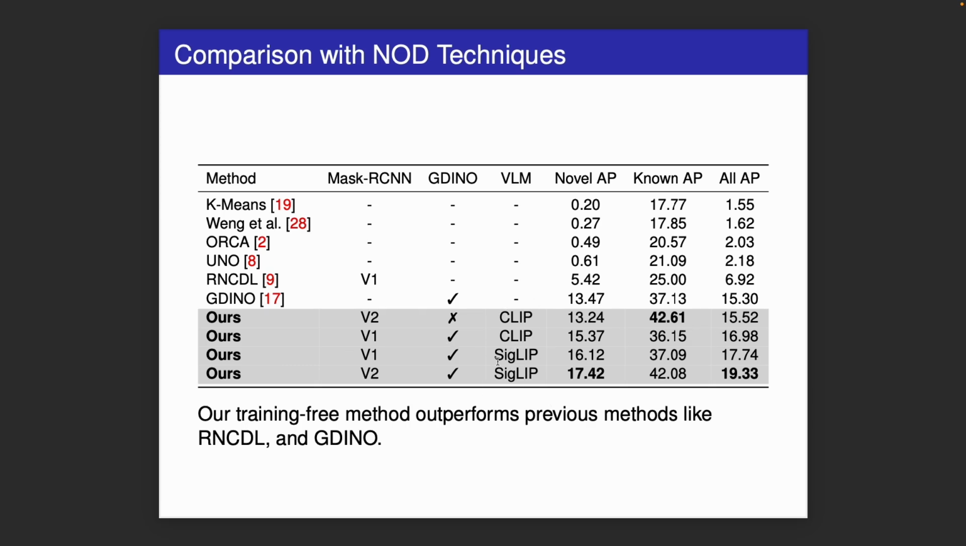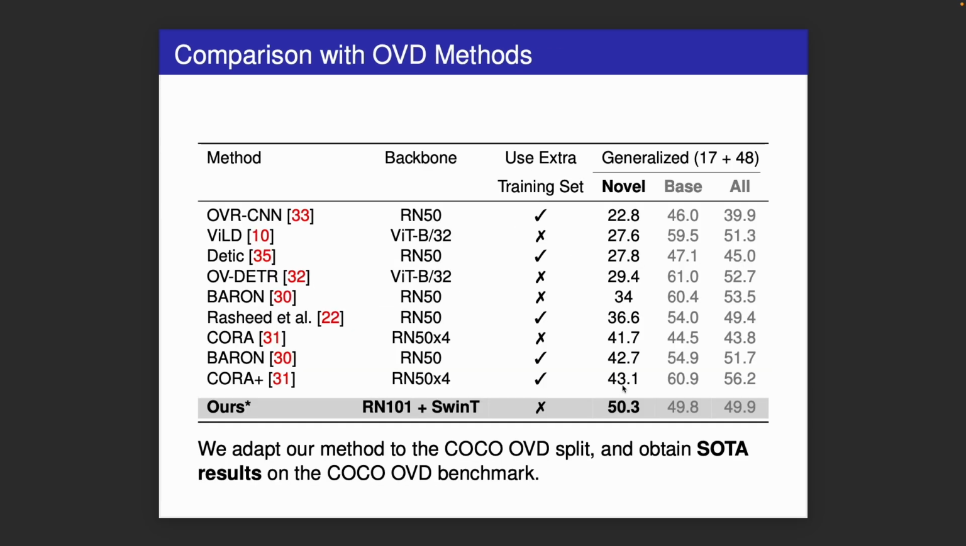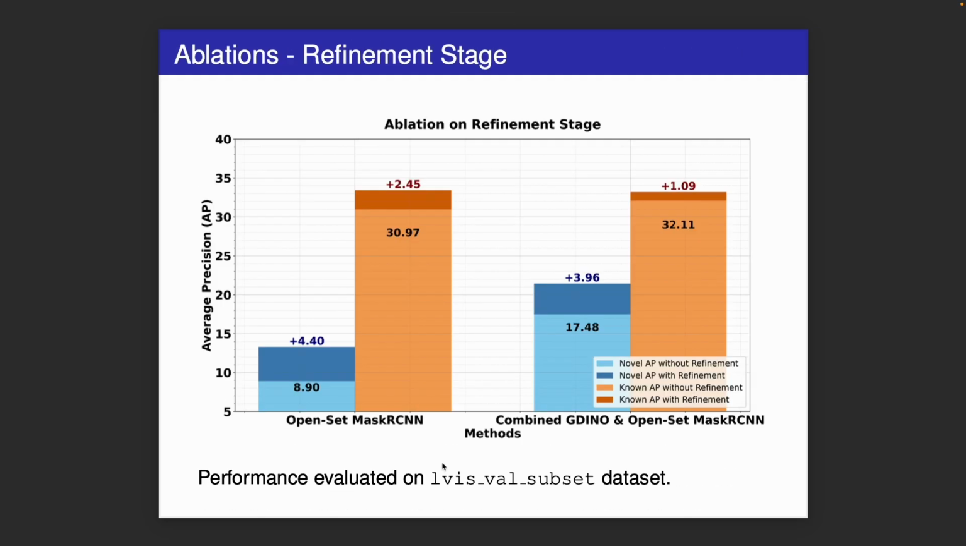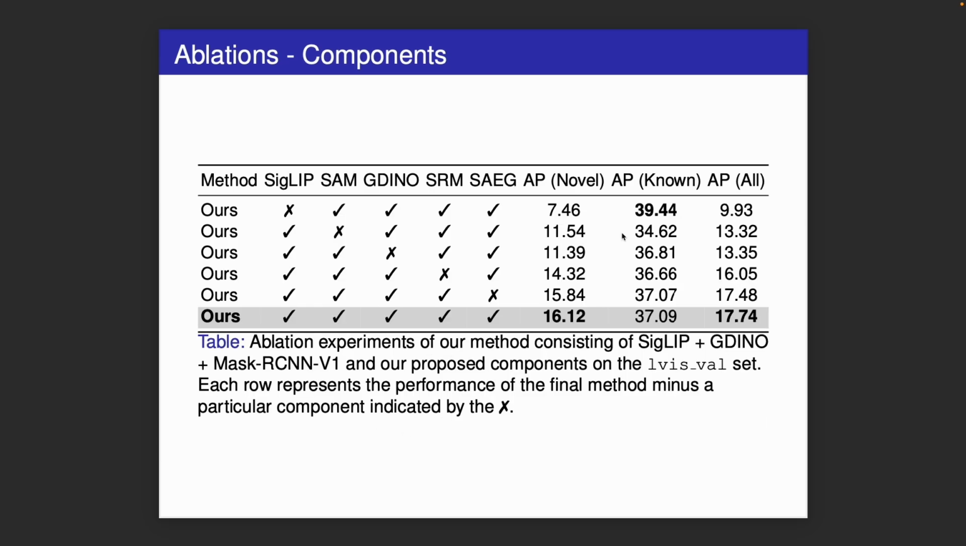We also showed using a different VLM backbone, which is SigLIP, to show even improved performance gains. Similarly, we show state-of-the-art results on COCO open vocabulary detection setting, where our method achieves the highest novel AP50. We also compare against unknown object detection, and we get the best recall percentage. Further, this is the ablation on the refinement module. As you can see, our refinement module contributes a plus 4.40 novel AP increase in OpenSet Mask RCNN and plus 2.45 known AP. In the ablation of each component in our method, we can see that the best results are obtained when we use all the components: CyCLIP, SAM, Grounding DINO, our SRM module, and the synonym averaged embedding generator module.